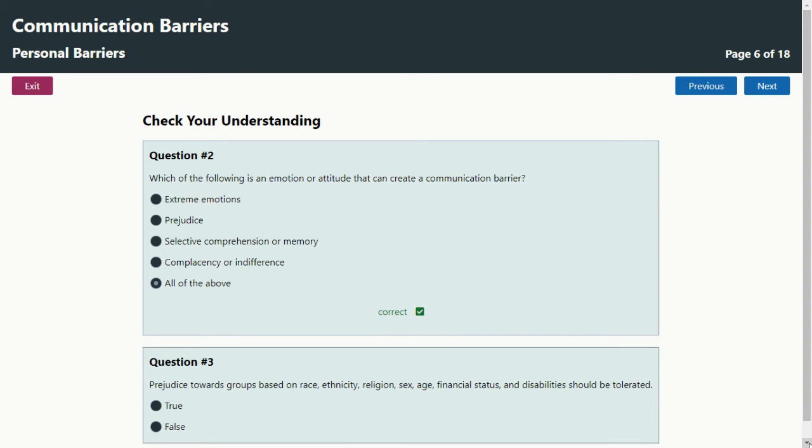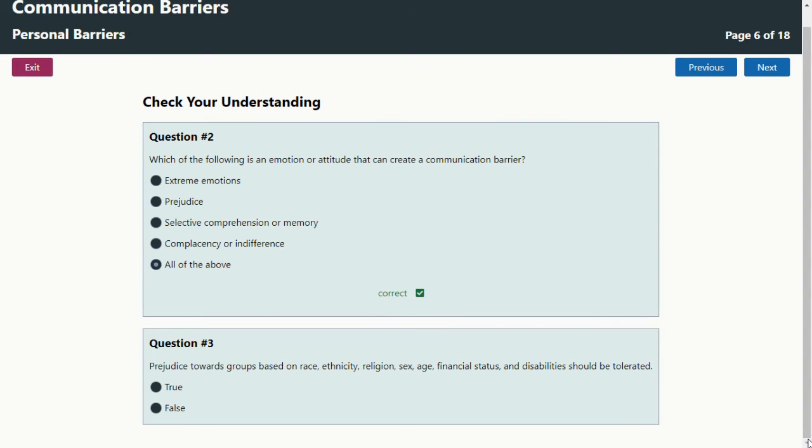So it's all of them. Prejudice towards groups based on race, ethnicity, religion, sex, age, financial status, and disability should be tolerated. And that's false.